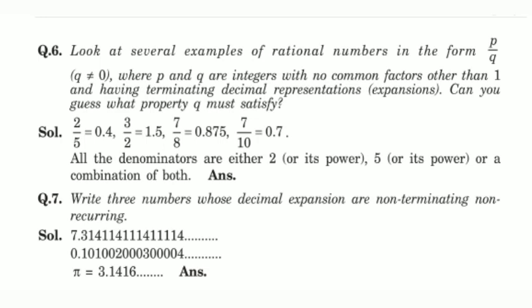Now the 7th question: write 3 numbers whose decimal expansions are non-terminating and non-recurring. Earlier we got recurring, but here they are asking for non-recurring. Here they mentioned 3 examples. Write them down in your fair book. Maintain one separate fair book for maths. Whenever we ask you to submit, you have to submit it in school. The 7th question answer is here, write it down. Here they also gave the pi value. The pi value is also non-terminating, non-recurring.